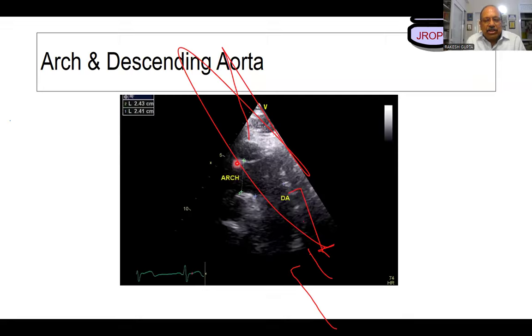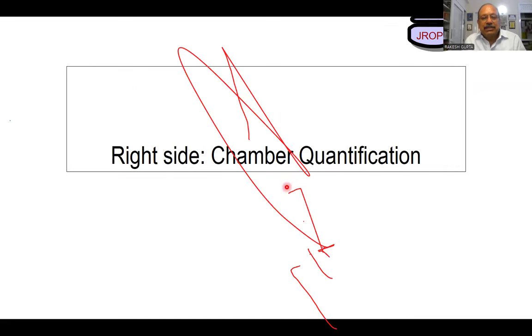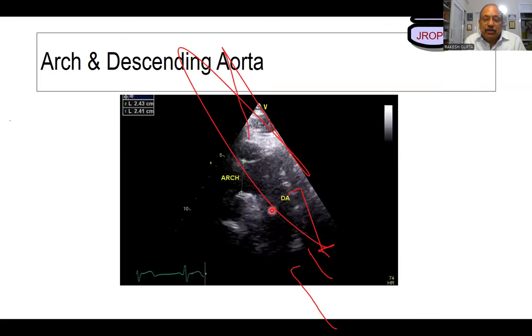Then go to the arch. The arch is just at the beginning of the innominate artery, just before that, and distal to the left subclavian artery is the arch of aorta. And then comes the descending aorta. This view is very useful if a person is hypertensive. I always say look for coarctation of aorta. We often see at least one patient in 6 months' time presenting with coarctation of aorta, hypertensive for a long time.